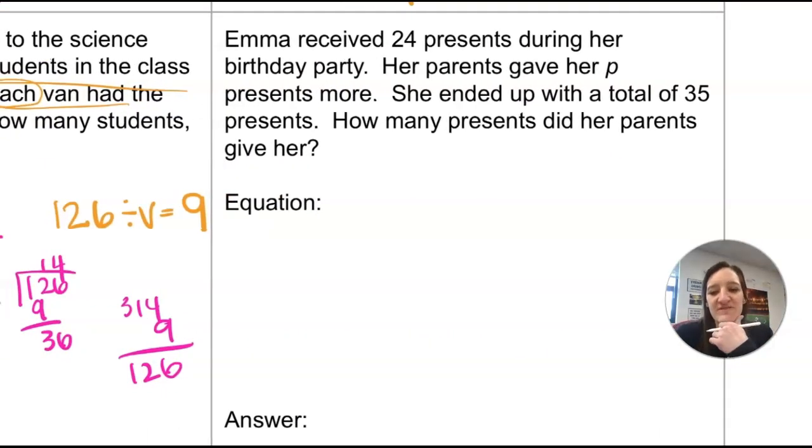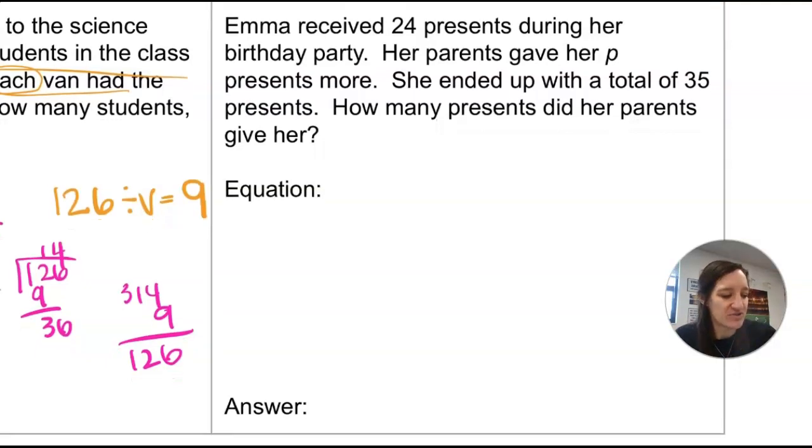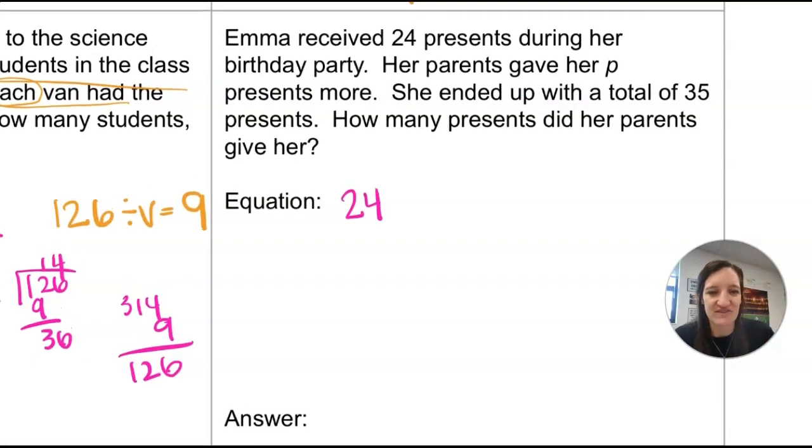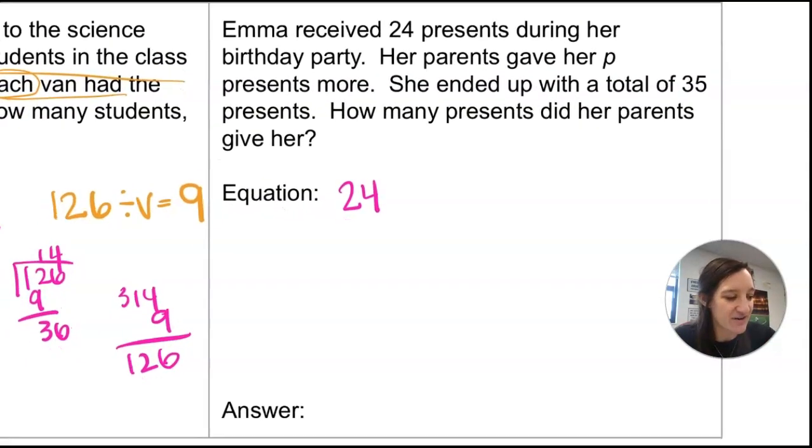Emma received 24 presents during her birthday party. Her parents gave her P presents more. She ended up with a total of 35 presents. How many presents did her parents give her? Well, she had 24 presents. That wasn't the total, right? That's just what she received at the party. And then her parents gave her more.